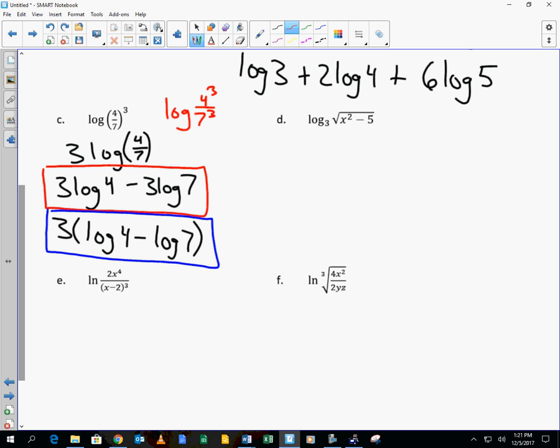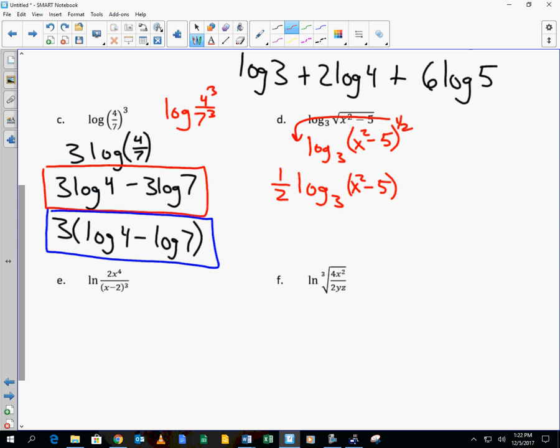All right. I have log base 3 of x squared minus 5 to what power? Very good, half power. That's what square root is, right? So is this log of a product, quotient, power? What is it? Log of a power. Because it's x squared minus 5, and then at the very end, we raise it to the 1/2 power. So we start by dumping the 1/2 out in front. 1/2 log base 3 of x squared minus 5.